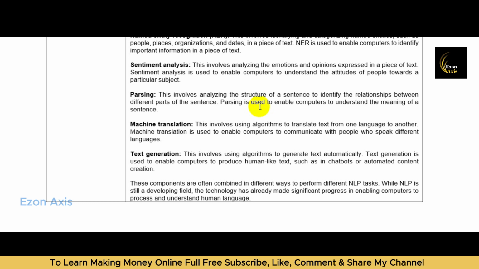These components are often combined in different ways to perform different NLP tasks. While NLP is still a developing field, the technology has already made significant progress in enabling computers to process and understand human language.